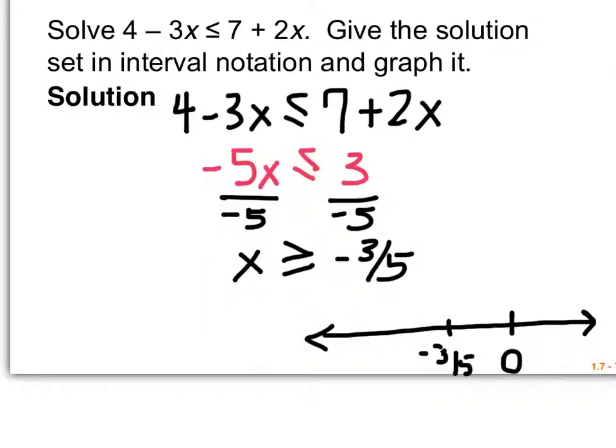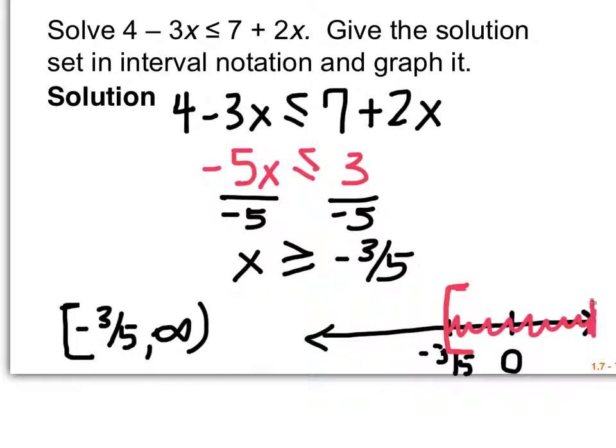And this problem did ask us to give the solution set in interval notation and also graph it. And so the interval notation would be a bracket, negative 3/5 to infinity. And I use the bracket again because of the line underneath my symbol, which means that negative 3/5 must be included. And then when I put this on my number line, I'm also going to put a bracket on that spot, and I'm going to be shading to the right because it's everything greater than that value, including that value.